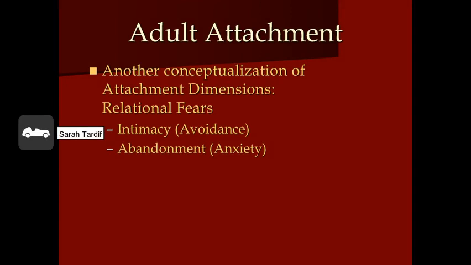Another, more sophisticated way of figuring out a person's attachment style is not just their internal working models of self and other. It's this other way. Another conceptualization of attachment dimensions is relational fears. Are people afraid of intimacy, or are they afraid of abandonment? Meaning, does getting close to someone make them feel panicky, or does being left by someone make them feel panicky? And we see our insecurely attached, our avoidant styles tend to have much higher intimacy or abandonment fears than our secures do.